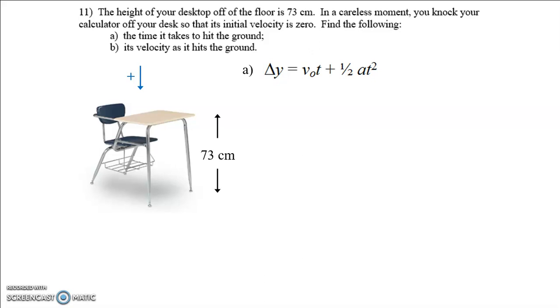If it's in free fall, that means we know the acceleration. The value is going to be 9.8 meters per second squared, and it's going to be accelerating down. So we know those values. We know what delta y is, we know what v naught is, we know what acceleration is. That means that we can solve this for time.